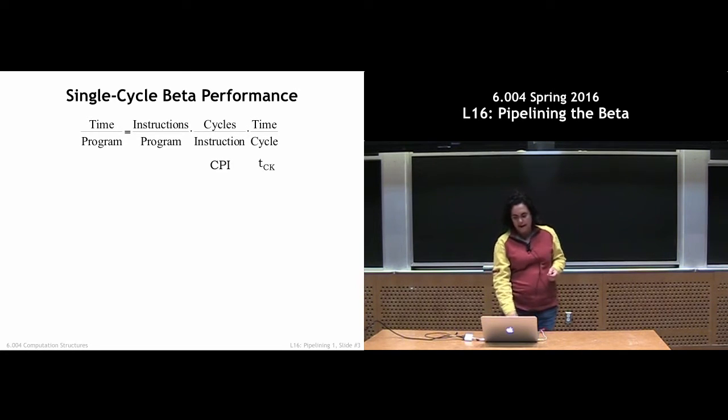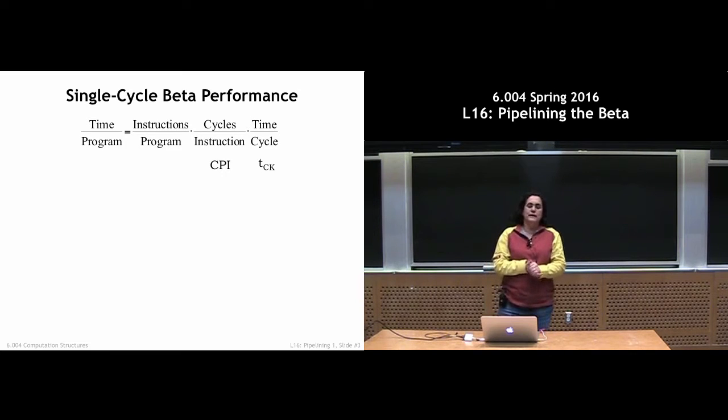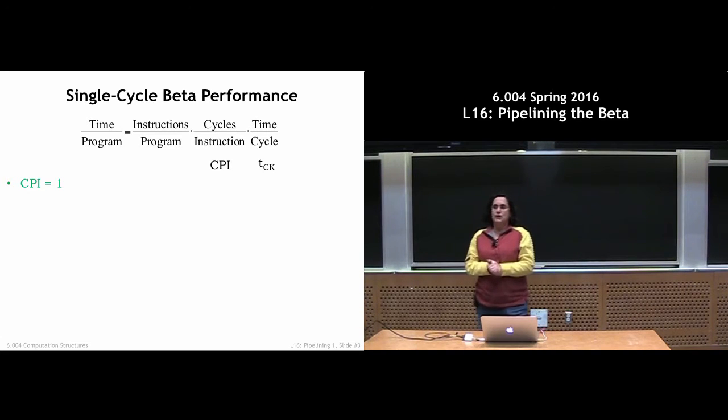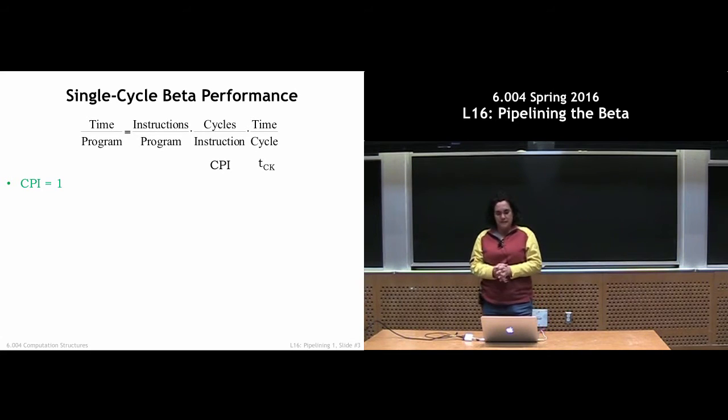So the CPI, or cycles per instruction, and T clock are things that we might be able to do something about. In our unpipelined beta, we already got to the point where we said, well, let's assume a very simple model where CPI is equal to 1, okay? Without doing much more complicated architectural things, which you won't see in this class at all, you could take a graduate level computer architecture class to see how you might lower CPI below 1, but we're going to use that as our limit for 6004.